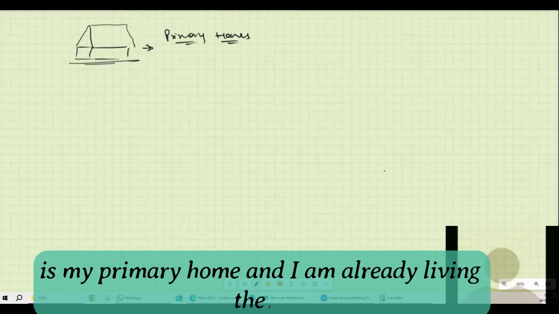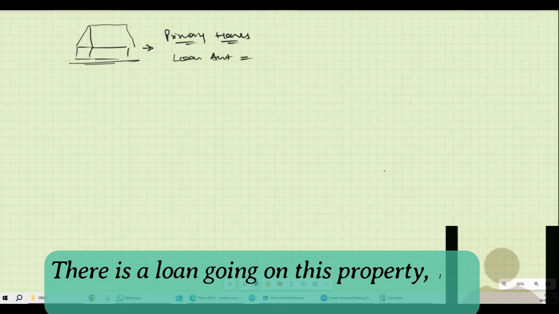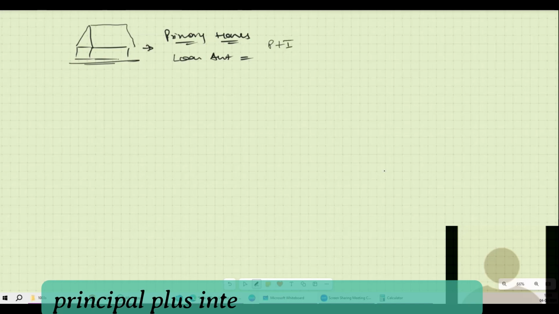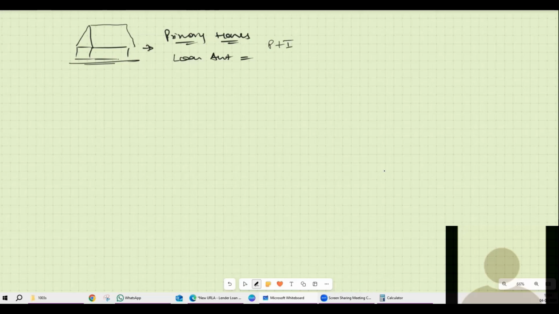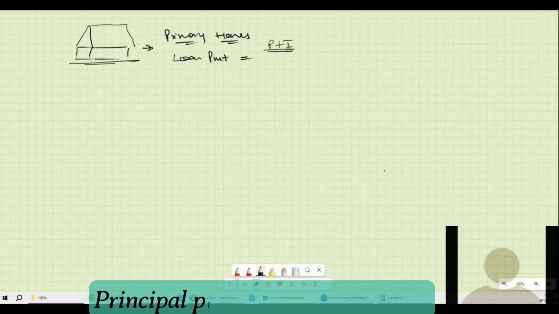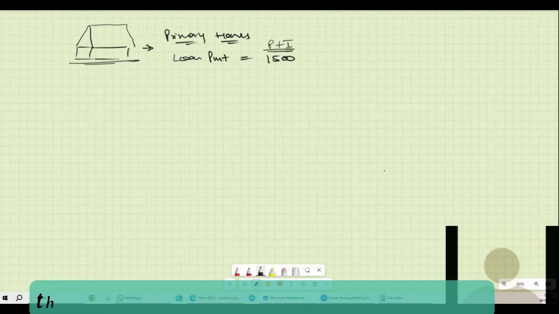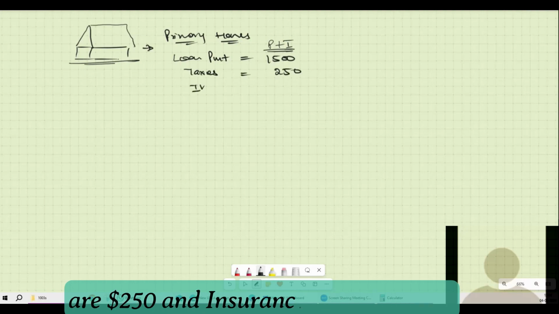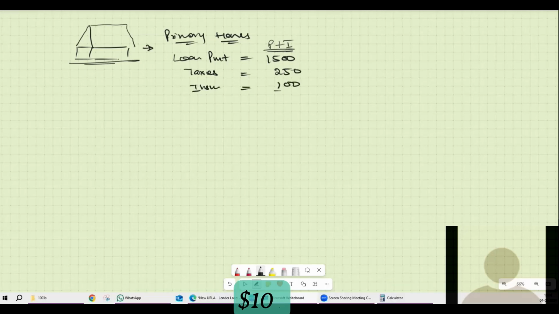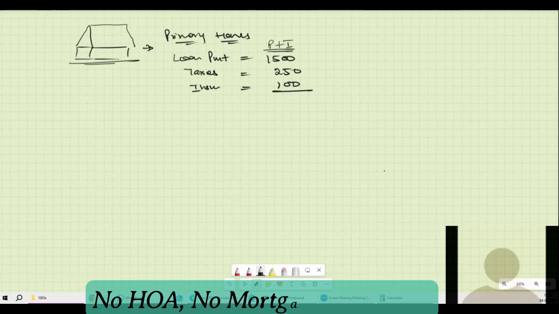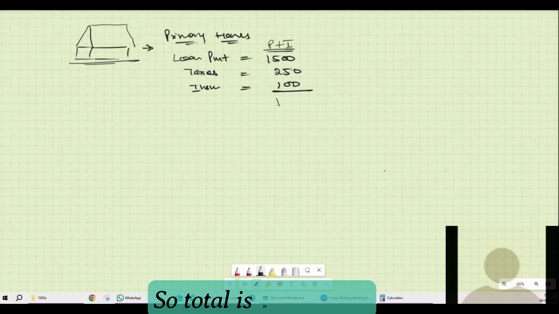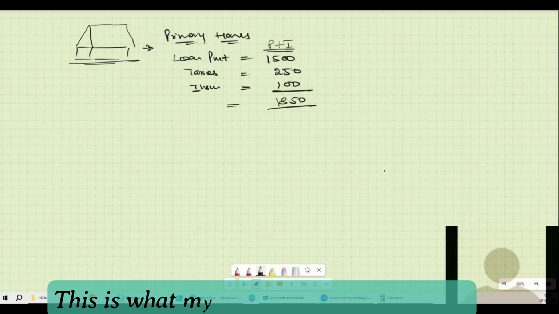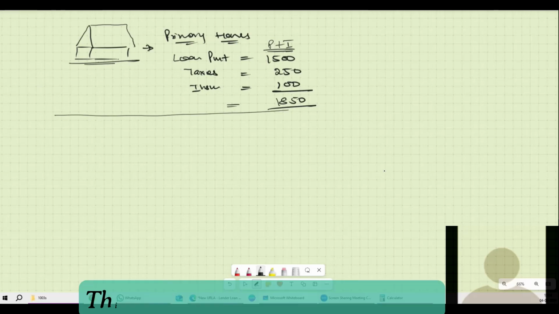I'm already living here. There is a loan going on, and I'm paying both principal plus interest, the monthly mortgage payment. Principal plus interest is $1,500 that I'm paying. Taxes for this property are $250 and insurance for this home is $100. It's an SFR property, no HOA, no mortgage insurance. So total is now $1,850. This is my mortgage payment. I'm paying it every month because I'm already living in this house. This is my primary residence.